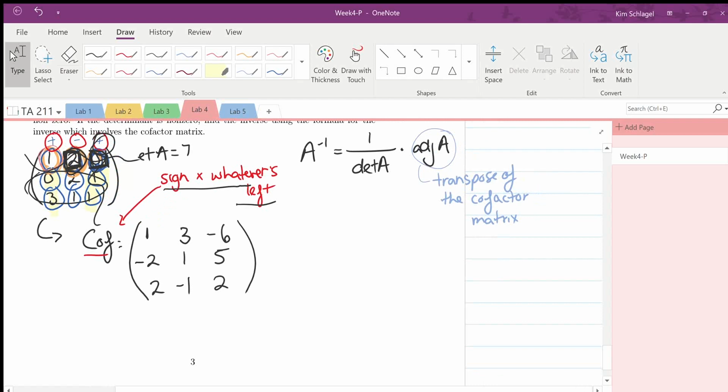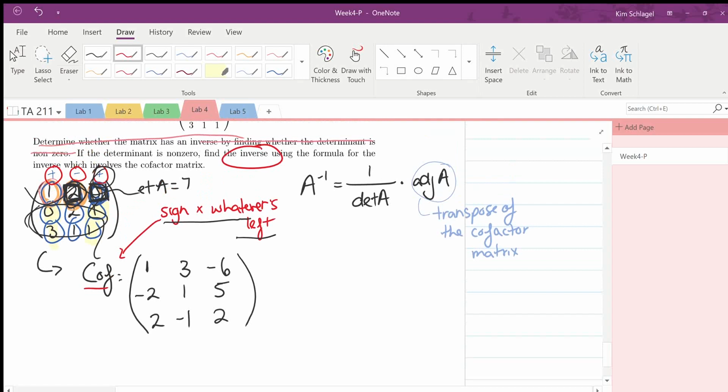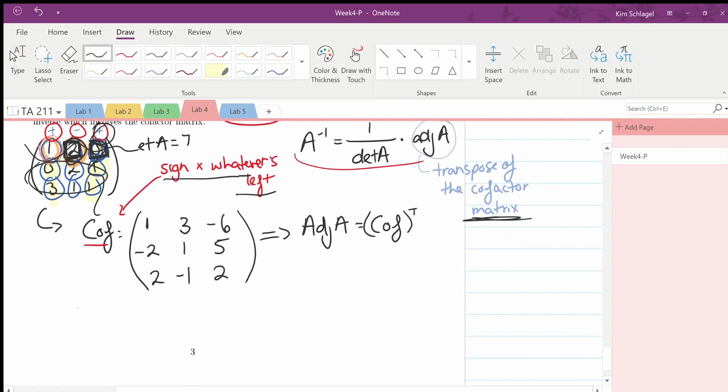Our next step is to find the inverse. Using the formula that we're given, all we have to do is figure out the adjugate of A, which is equal to the cofactor matrix transposed. That's just the definition of the adjugate of A. Remember, transposing is just when you write these rows as columns.